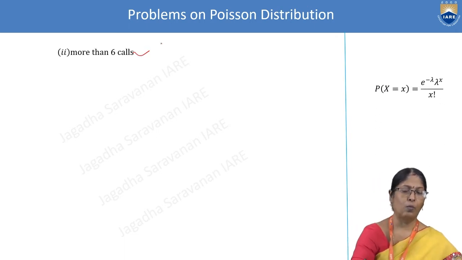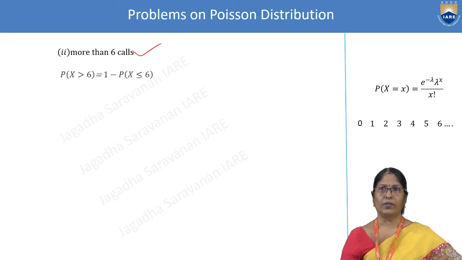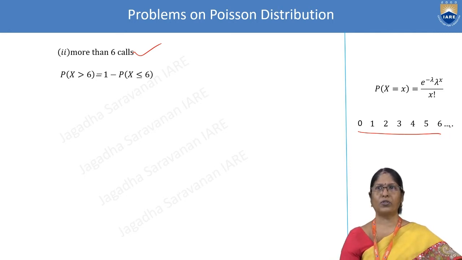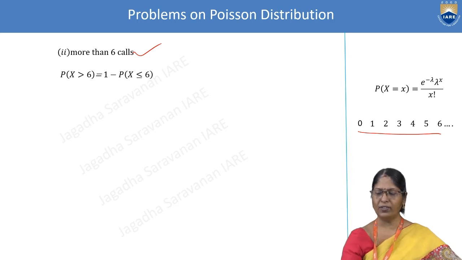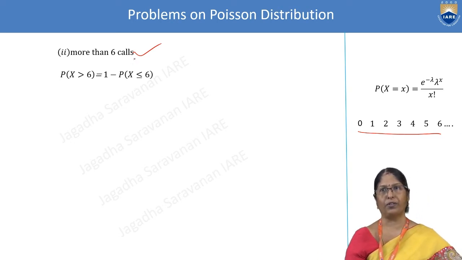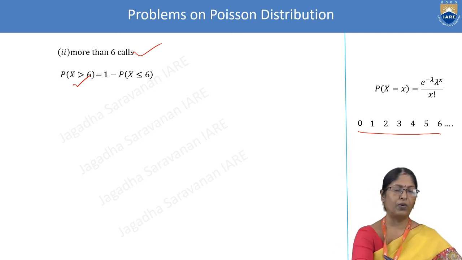The next question is more than 6 calls. So 0, 1, 2, 3, 4, 5, 6 and so on. Because it's a Poisson, we don't know the total number of calls; it is not given in the question. If it were given as a total of 1000 calls, then we would write 6, 7, 8, 9 up to 1000. Nothing is given, only the average phone calls coming during that particular time. Now, more than 6 calls is our question. It is greater than 6, so 6 is not included. If the equal sign were there, we would include it.